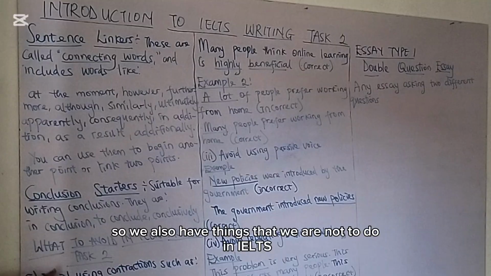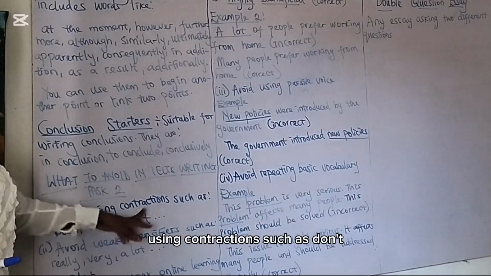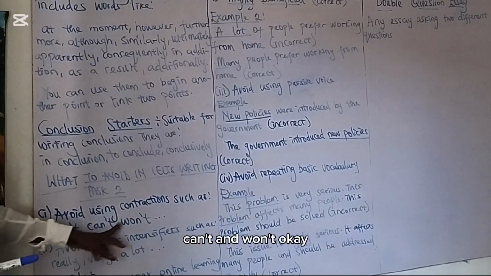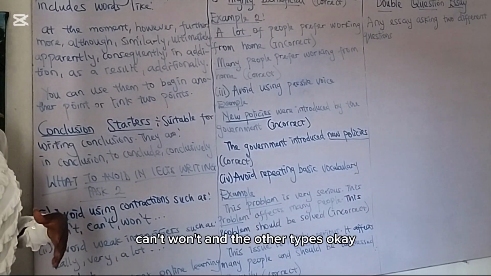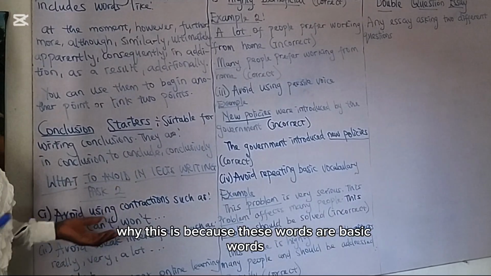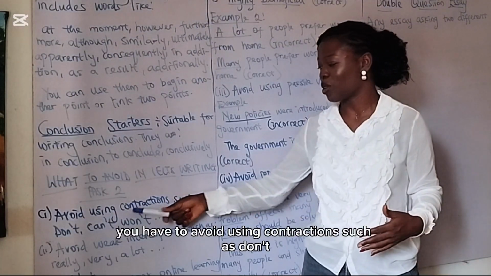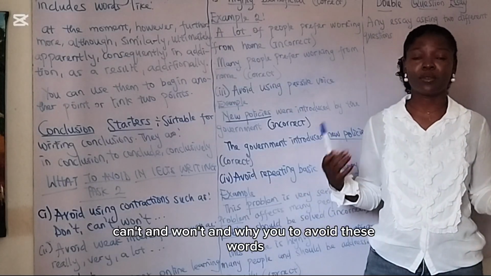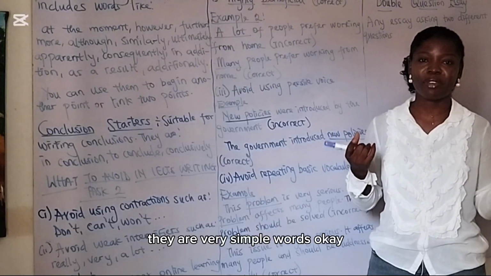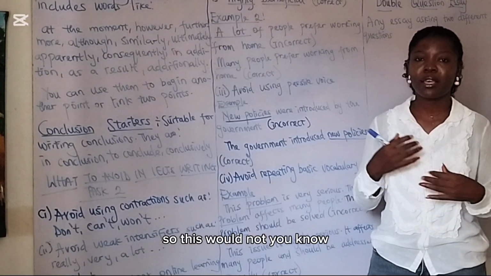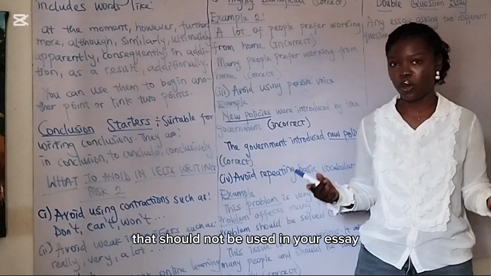So we also have things that we are not to do in IELTS writing, and the first one is that you have to avoid using contractions such as don't, can't, and won't, and the other types. Why? This is because these words are basic words, they are casual words, they are very simple words. They are informal words that should not be used in your essay.